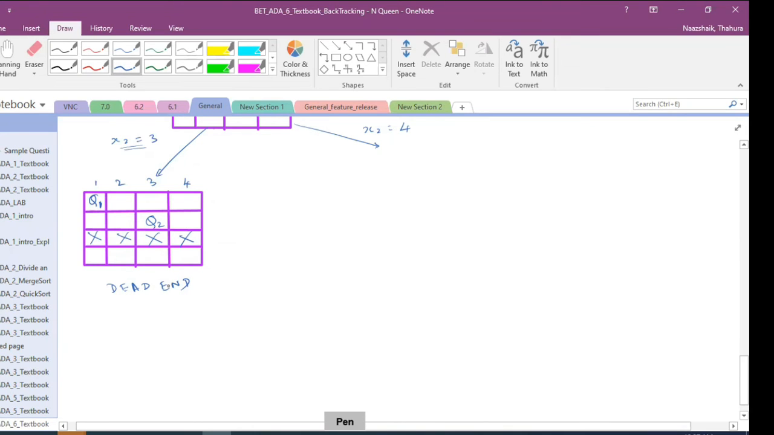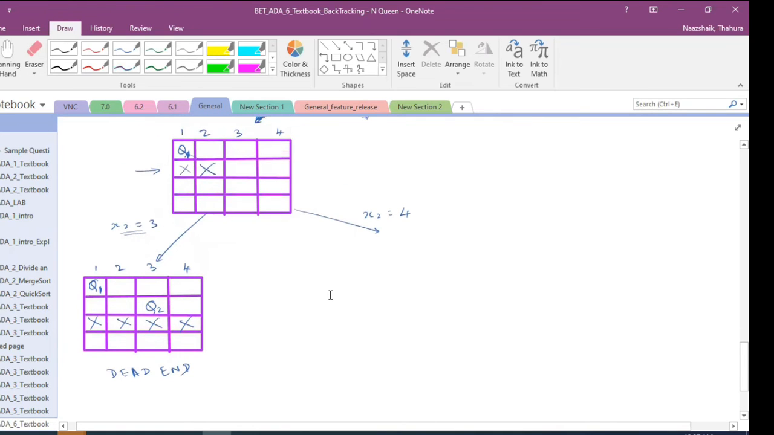And the moment you hit a dead end, what do you have to do? You have to do backtracking, right? Go back to its parent, and see what are the other choices. You know that this choice is wrong. This is a dead end, so this is an incorrect choice. So go back to the parent, and see, now you have this choice.